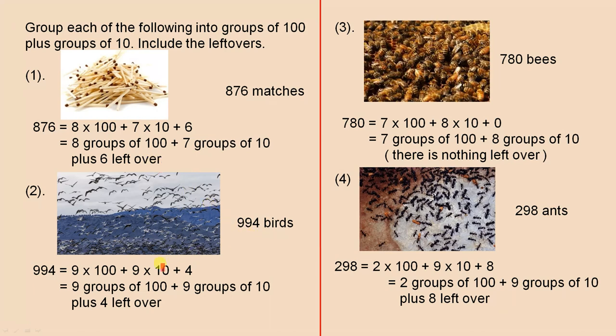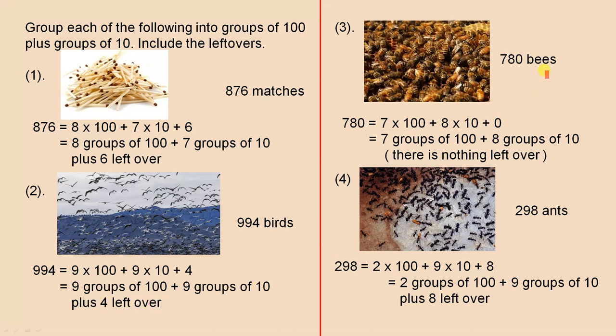994 birds. 994 is 9 times 100 plus 9 times 10 plus 4, which is 9 groups of 100 plus 9 groups of 10 plus 4 left over.